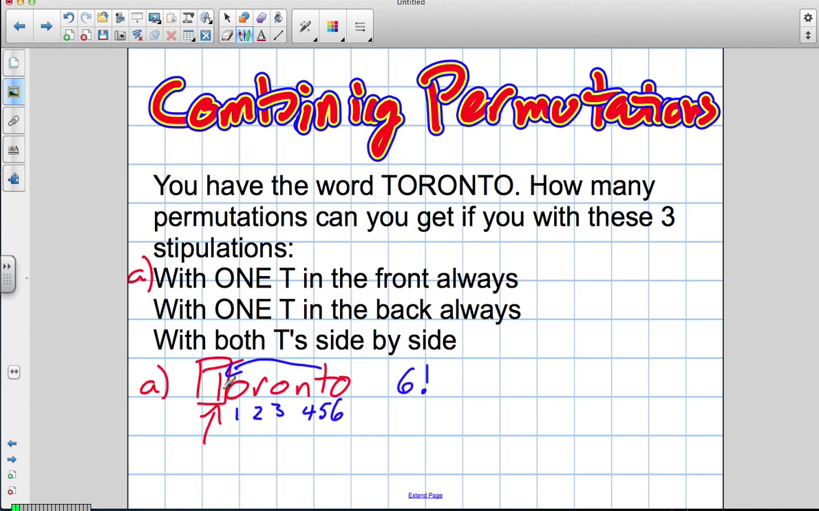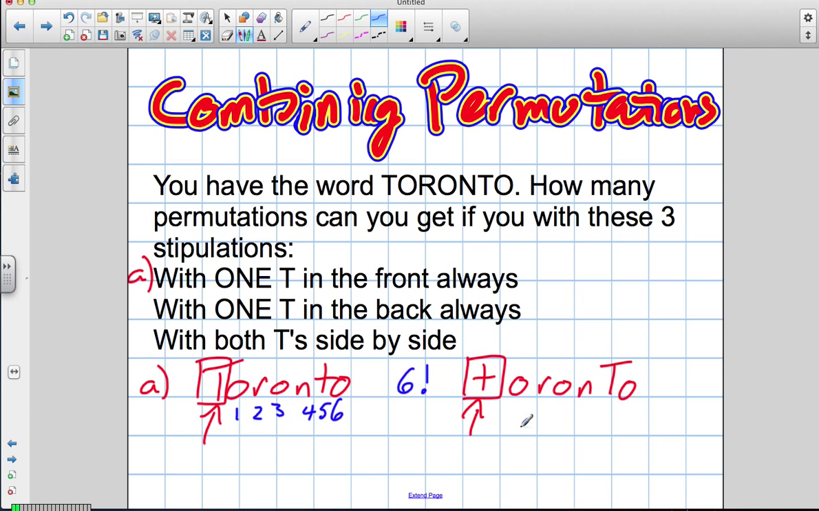The way I'm going to separate these T's is uppercase T and lowercase t. So let's say I put lowercase t in the front and made that the anchor. Now I have O-R-O-N uppercase T-O. Still Toronto, right? Again, this one's pinned down. We still have 6 letters to work with: 1, 2, 3, 4, 5, 6. And that's permutation 6, again. So technically for the first one, we would be taking permutation 6 plus permutation 6.